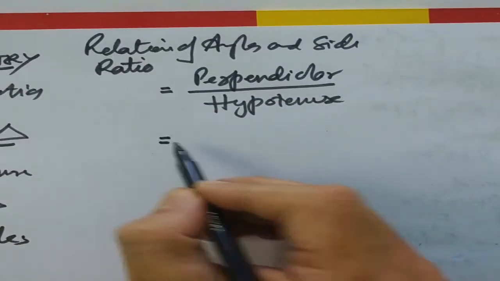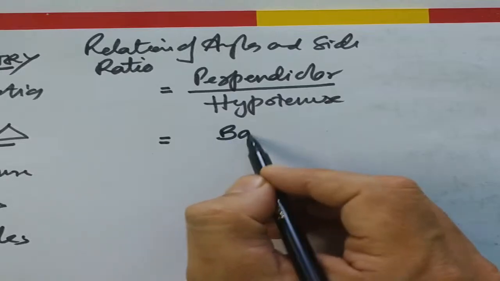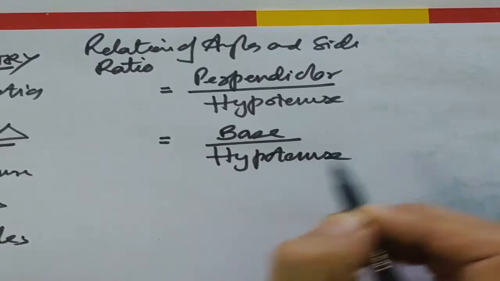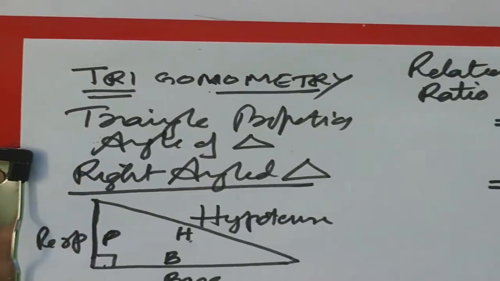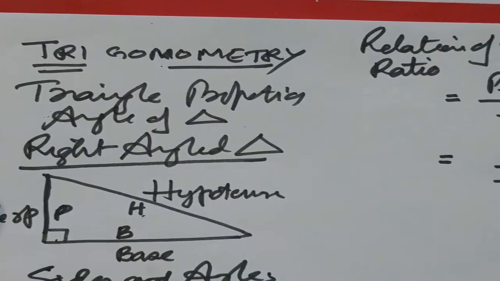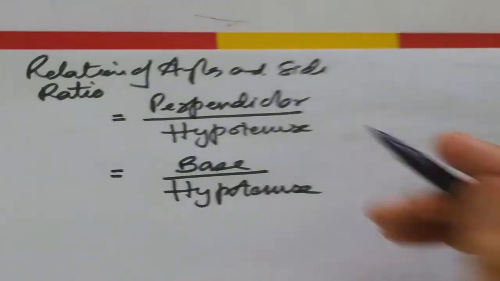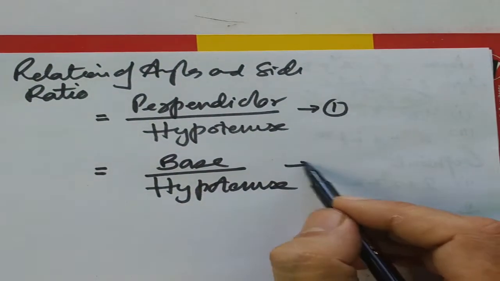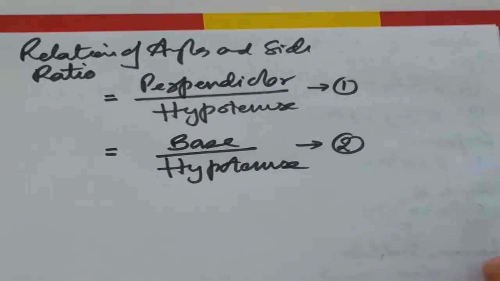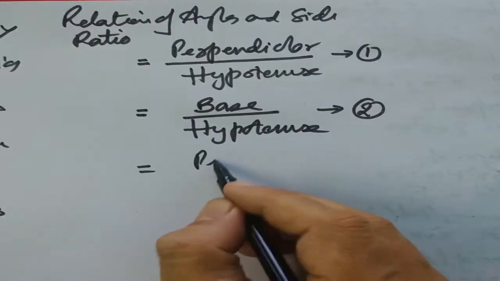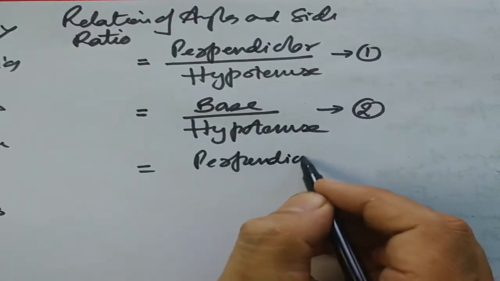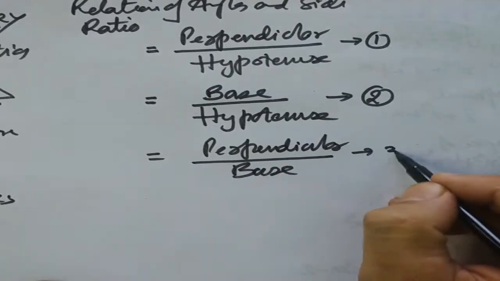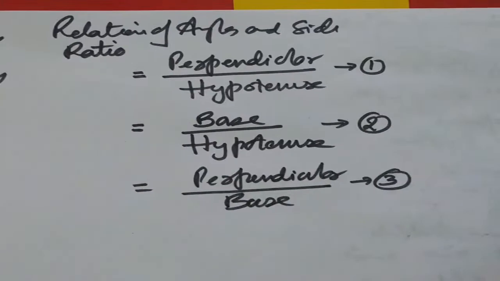Second ratio is between the base and hypotenuse. Trigonometry deals with ratio of the sides of a triangle. So first ratio is between perpendicular and hypotenuse. Second ratio is between base and hypotenuse. And the third ratio is between perpendicular and base. This is the third ratio of a right angle triangle.